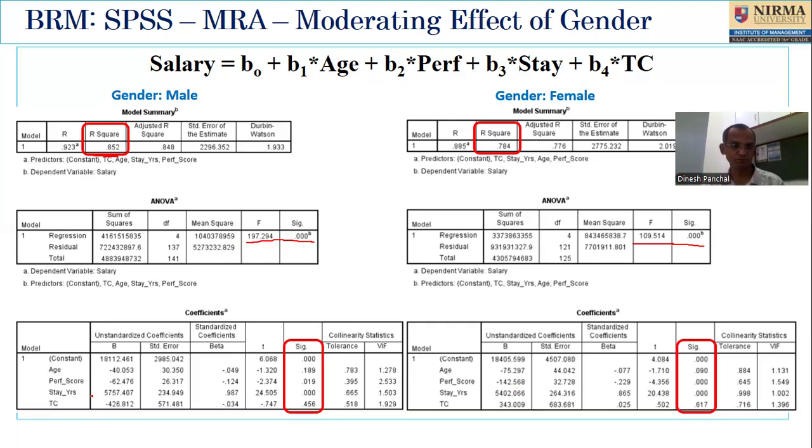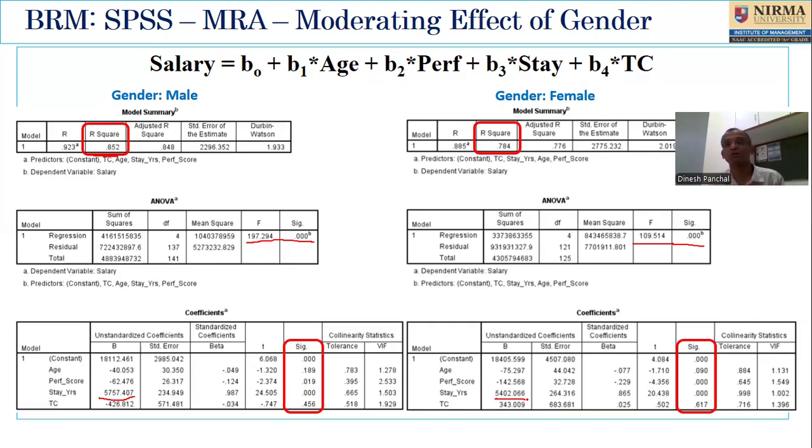Third one, stay years. Stay years is significant in case of a male. Stay years is significant in case of a female as well. Both are significant, so we'll check the beta coefficient. It's 5757 and 5402. In case of a male, per unit or per year rise in stay with the company, the male employee's salary increases by 5,757. In case of female, the increase is 5,400.